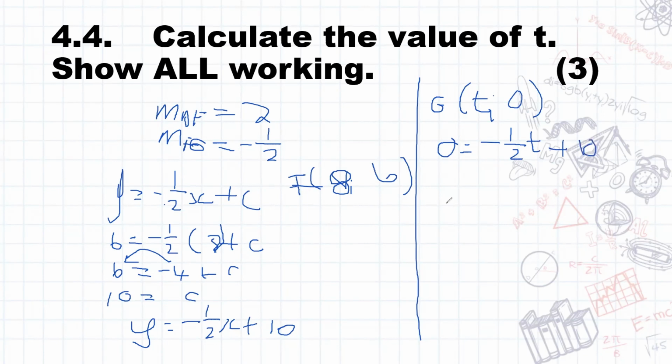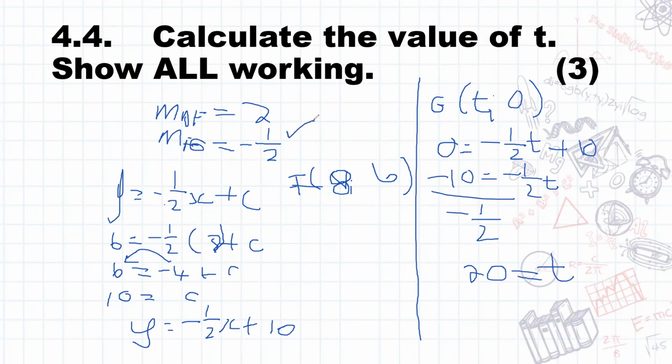So we take 10 to the other side, it becomes negative 10 is equal to negative a half t, right? And now to get rid of the negative half, we divide both sides by negative a half. And so we'll have 20 is equal to t. Okay, so pretty straightforward. It's a nice way of doing it, not super complicated. All right, so marks here: 1 for finding the gradient, 1 for substituting in your f into the line to find your c value, and then 1 for finding the t at the end. Okay, so not too bad, not too complicated.